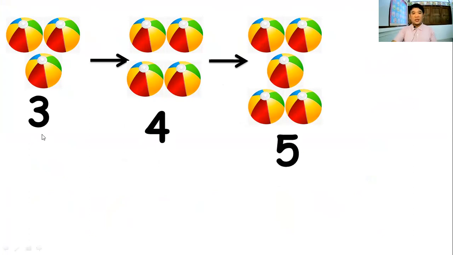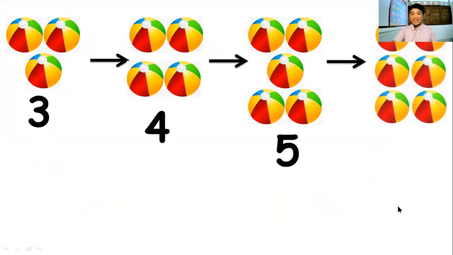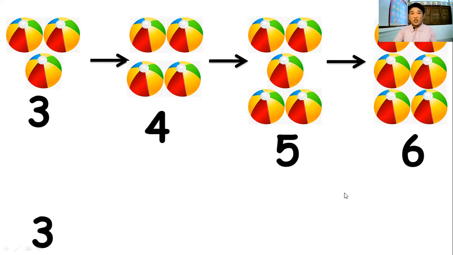What else? We have also 6 balls. So we have 6 balls. So how are we going to arrange the numbers from smallest to greatest? Let's start. First, we have to arrange the numbers from smallest to greatest.